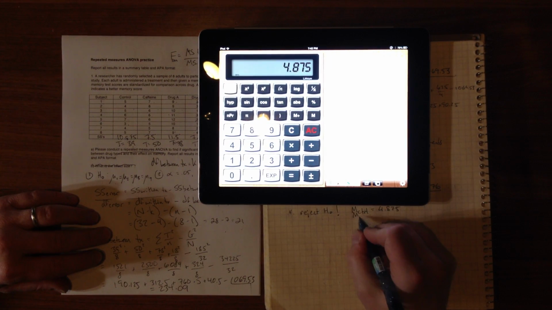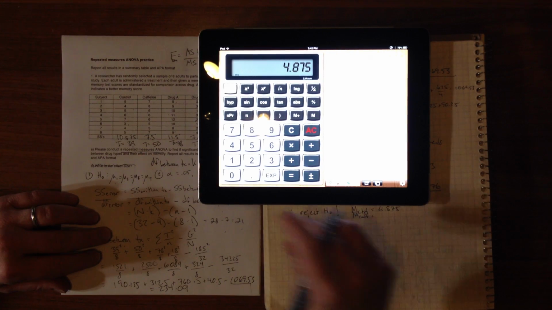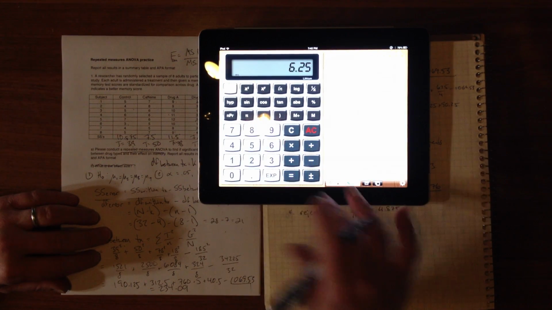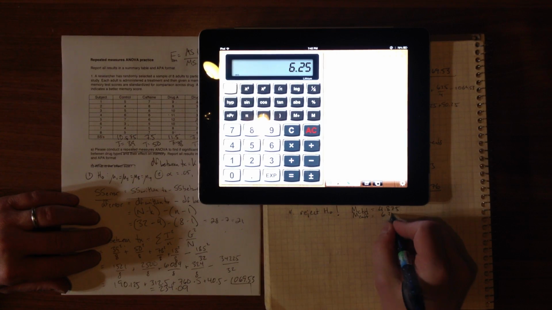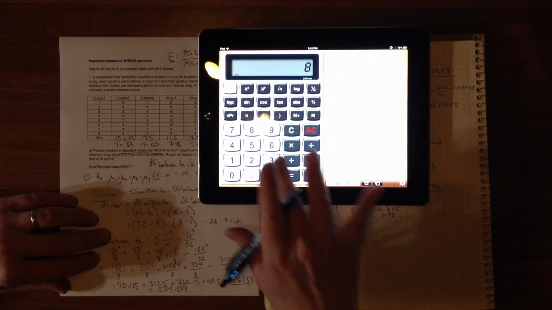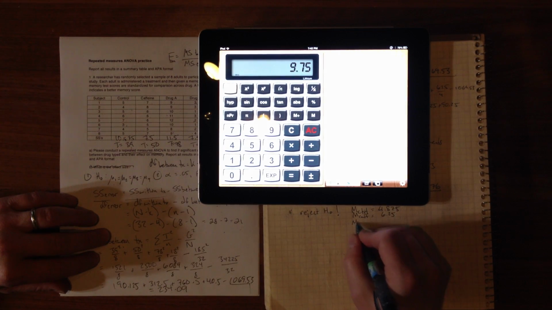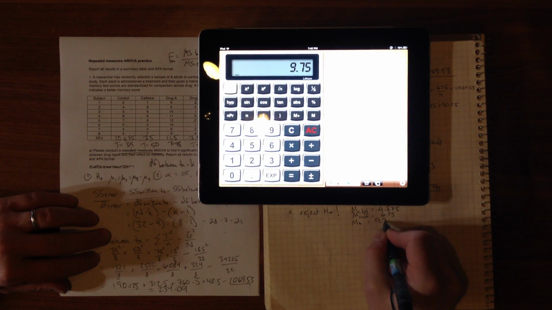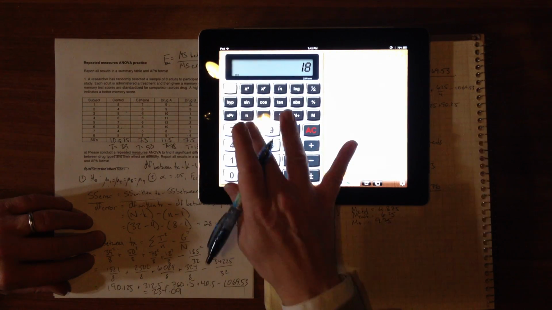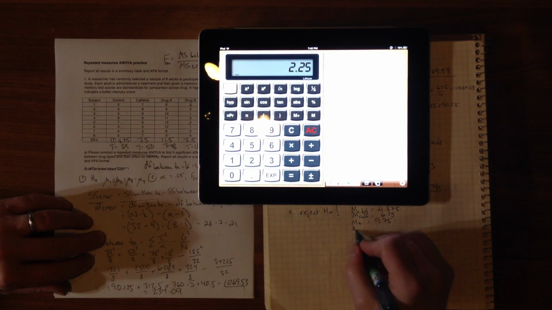The mean for caffeine was 50 divided by 8. That's 6.25. The mean for drug A was 78 divided by 8, or 9.75, and the mean for drug B was 18 divided by 8, which is 2.25.